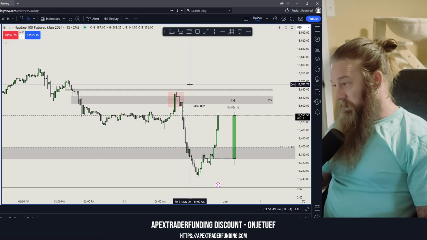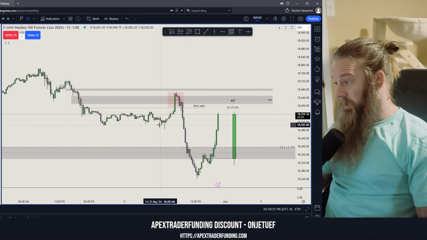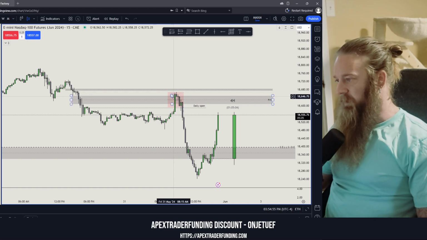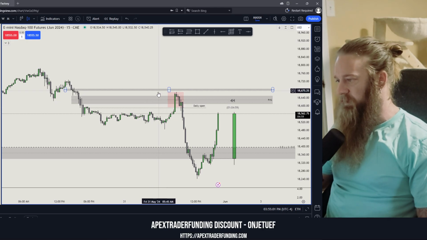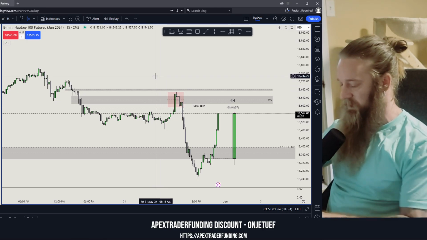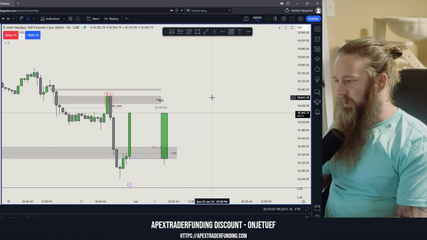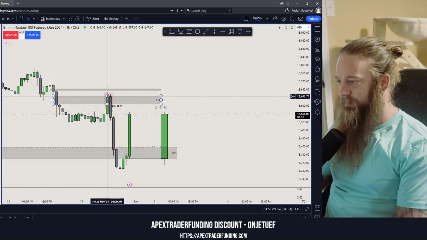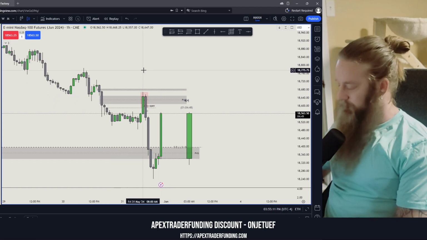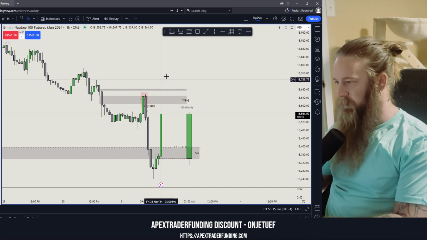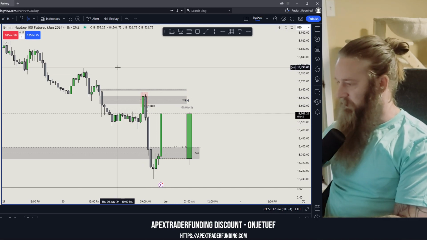Anyways, manipulation up into the higher time frame PD array. It wasn't very clean. It didn't respect this fair value gap, and it didn't reach this one, I measured these on the hourly. JK, it did. Take that back. So it didn't close above this, wicked above it, that's okay, and immediately traded lower.